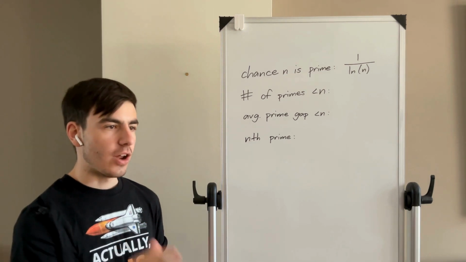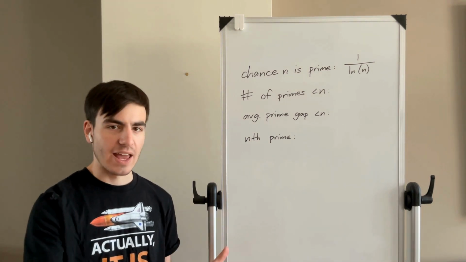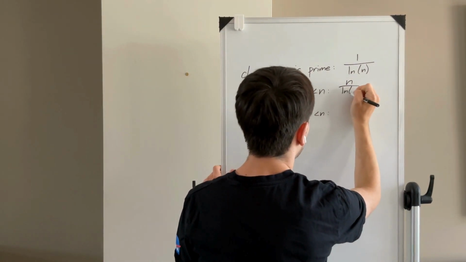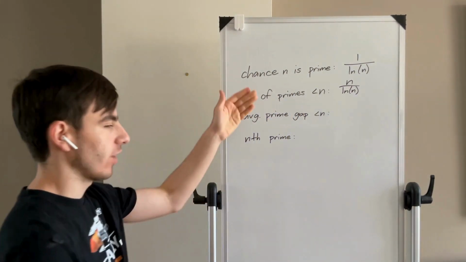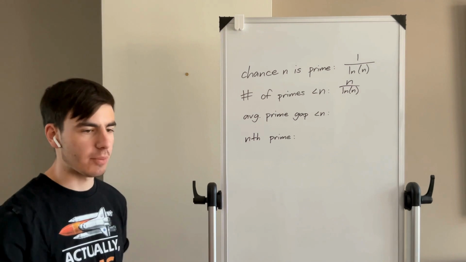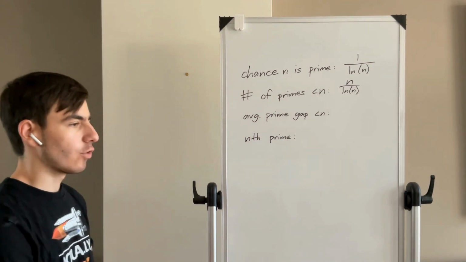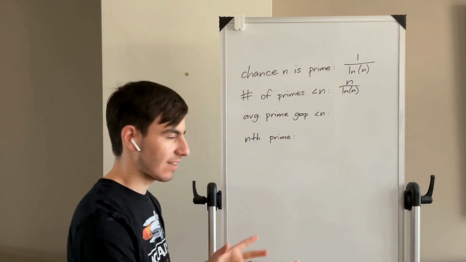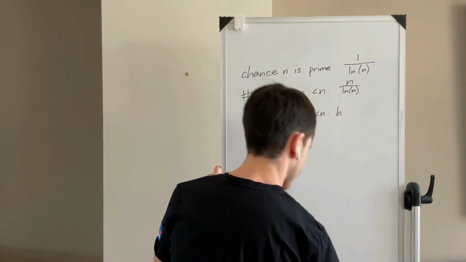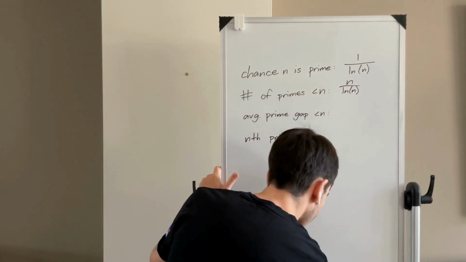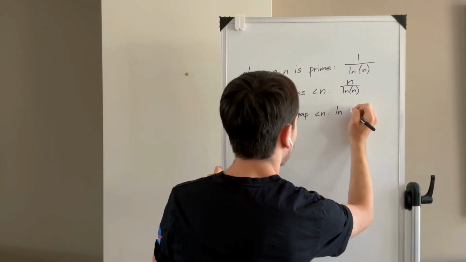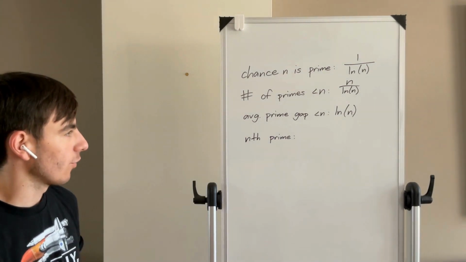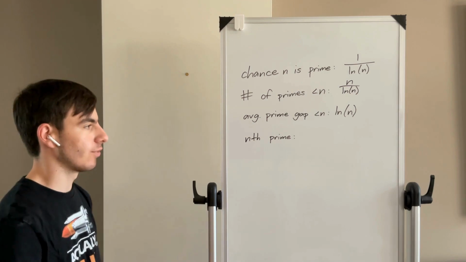So first of all, the number of primes less than n is probably going to be about n over log n. So if the chance of a number around n being prime is 1 over log n, the number of primes less than n is probably about n over log n. And what this means as well is that the average gap between primes less than n is about the natural log of n. So that's just a natural side effect of this rule.